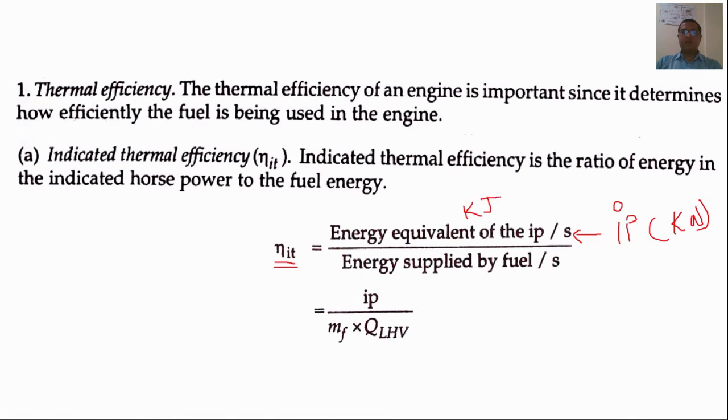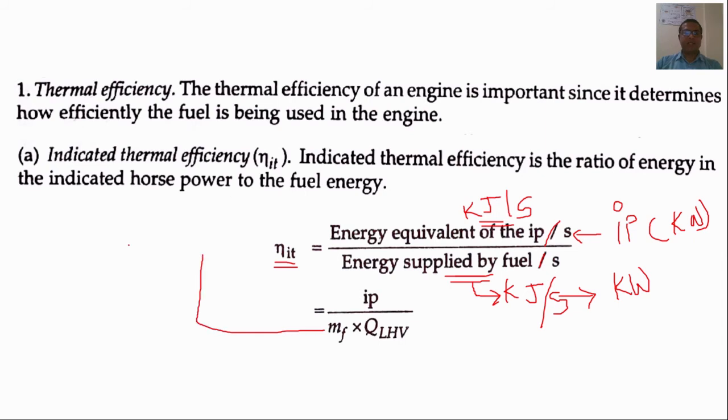Energy equivalent of IP, which is in kilojoule per second. Energy supplied by fuel, it is kilojoule per second. So finally you will get this energy supplied in kilowatt. Remember, this MF represents a mass flow rate of fuel. It is taken in kg per second.